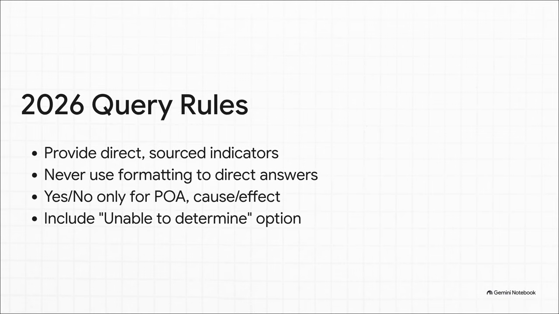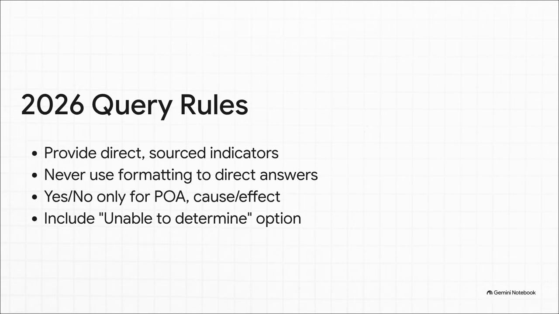So what does that actually look like in practice? Well, the 2026 rules lay it out perfectly. First, you have to provide direct, sourced clinical indicators, like specific lab values, without throwing in any of your own subjective diagnostic assumptions. Second, you can't use formatting tricks, no bolding or highlighting to secretly point the provider toward the answer you want. Third, the yes-no query format is super restricted.